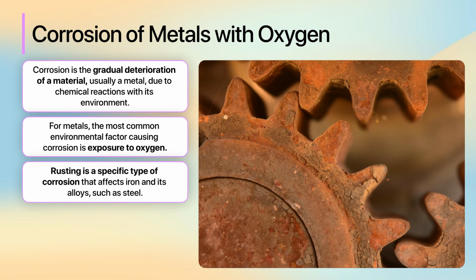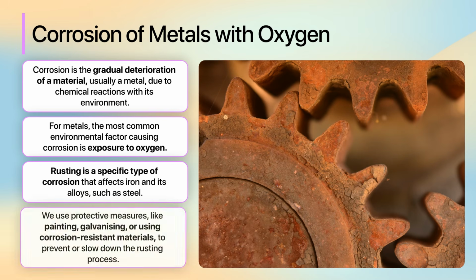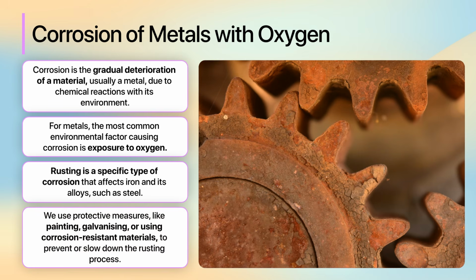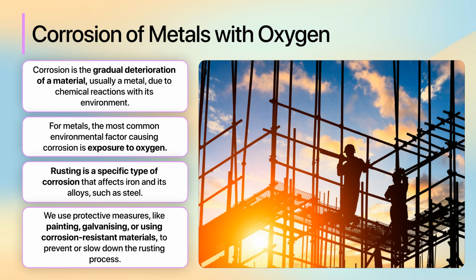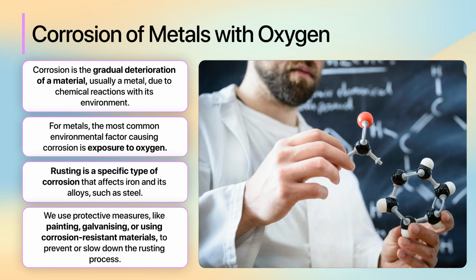Understanding this process is crucial because corrosion can weaken metal structures, making them unsafe over time. This is why we see various protective measures, like painting, galvanizing, or using corrosion-resistant materials to prevent or slow down the rusting process. We will look at those methods in the following lesson. Understanding this not only deepens our knowledge of chemical reactions, but also has practical applications in fields like construction, engineering, and material science.